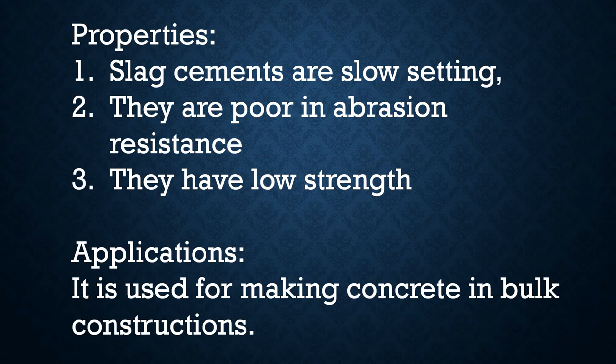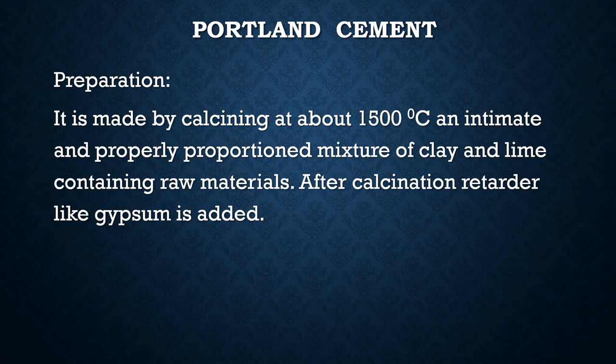Properties. Slag cement is generally a slow setting cement, and it is poor in abrasion resistance. Slag cement also has low strength. It is used for concrete in bulk constructions. Generally in bulk construction, slag cement is used.